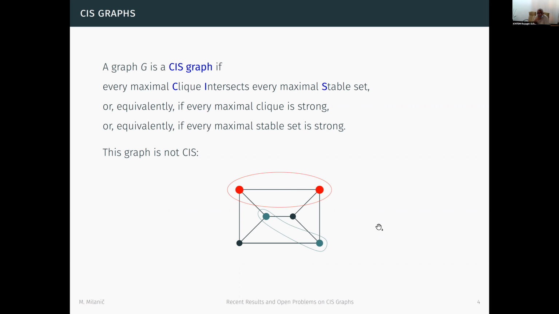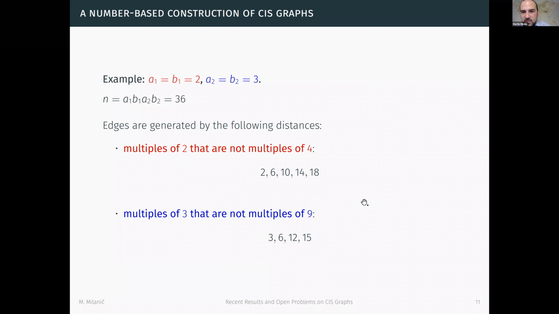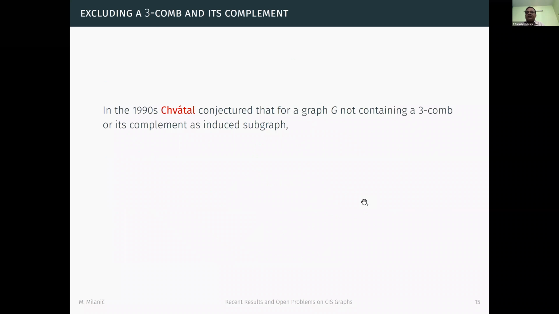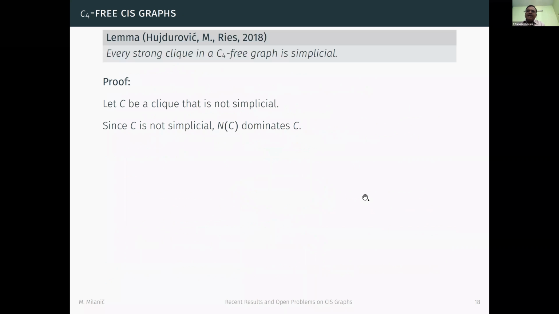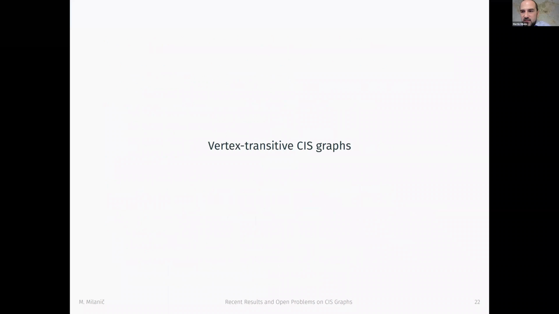Martin, I have another question. You said there are characterizations available for vertex transitive graphs, isn't it? Yes, for the vertex transitive case, there are 2 theorems characterizing the CIS condition. My question is, what about Cayley graphs or regular graphs? Are there any characterizations for regular graphs?